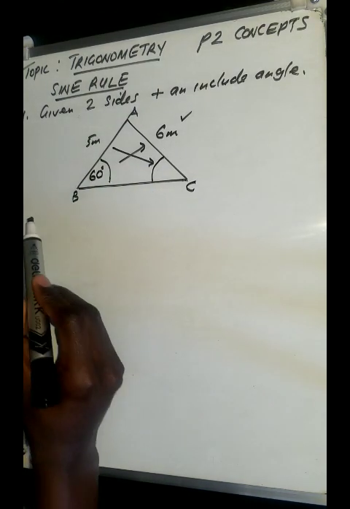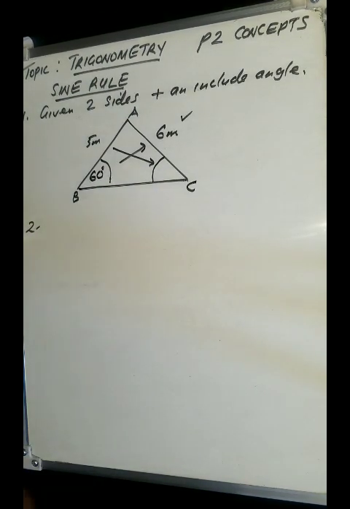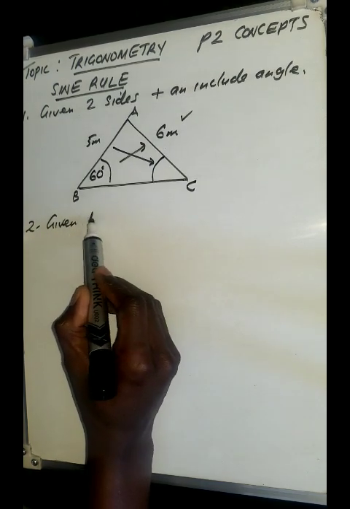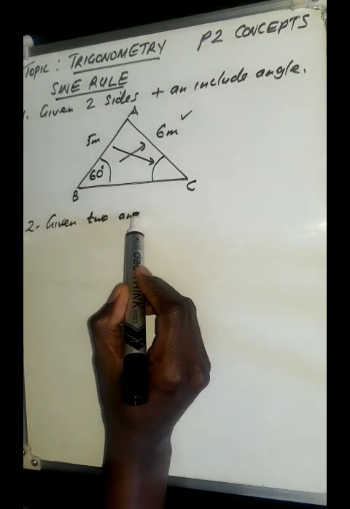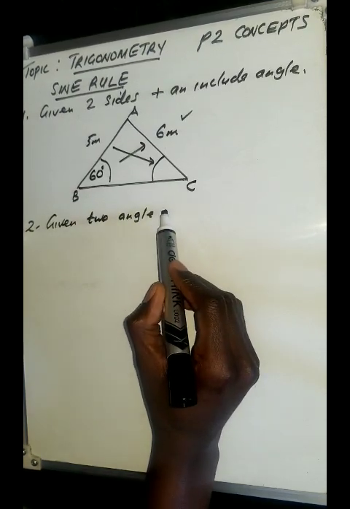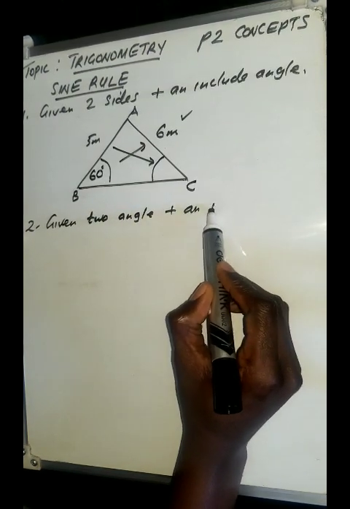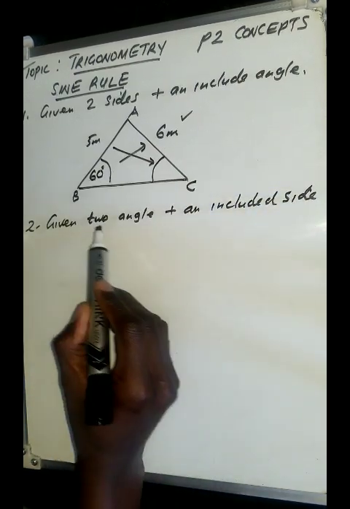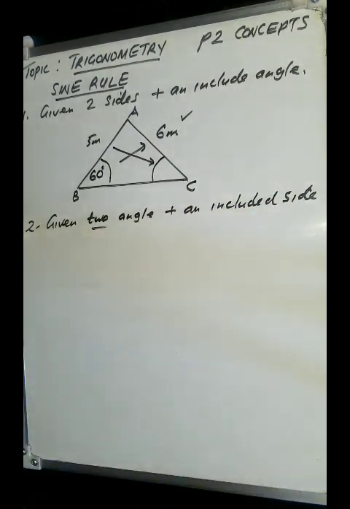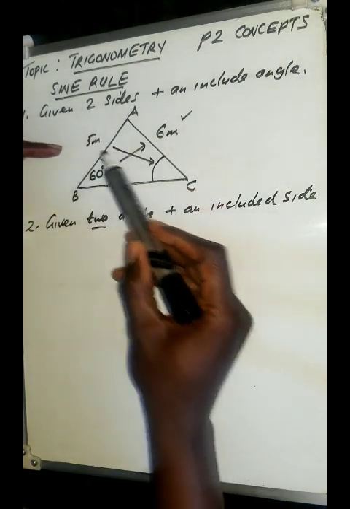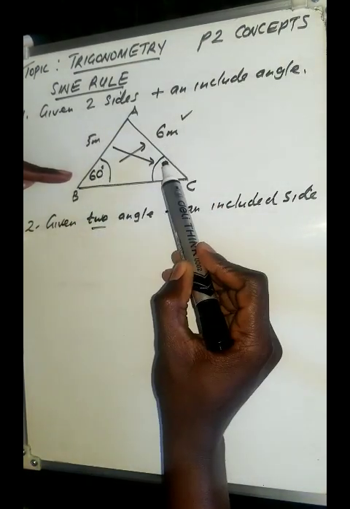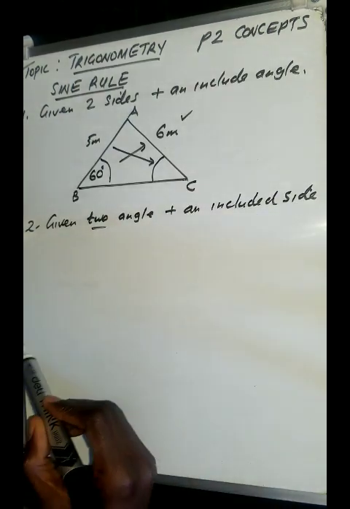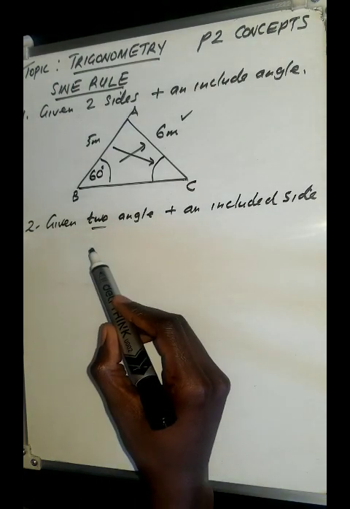It is possible. Another situation where you can use that is given two angles plus an included side. Of course, the two given angles should be opposite one of the sides. Now, in the first case, when they have given you two sides and an included angle, you're finding an angle. If they give you two angles plus an included side, it simply means they want you to find the side.